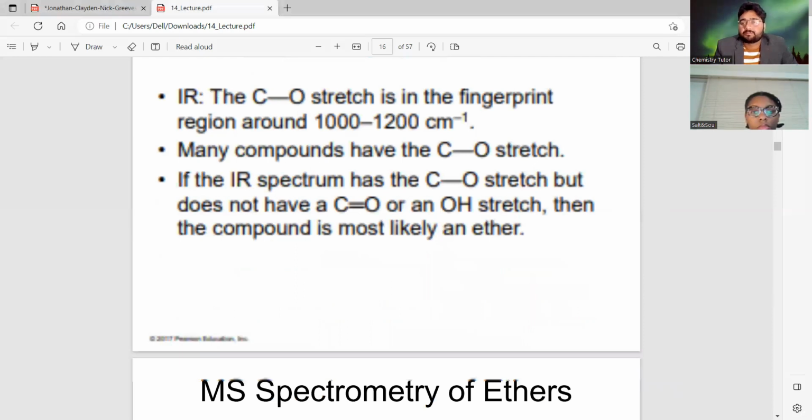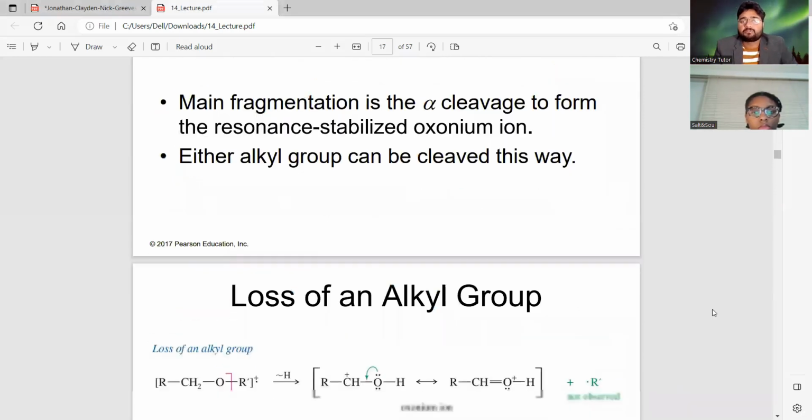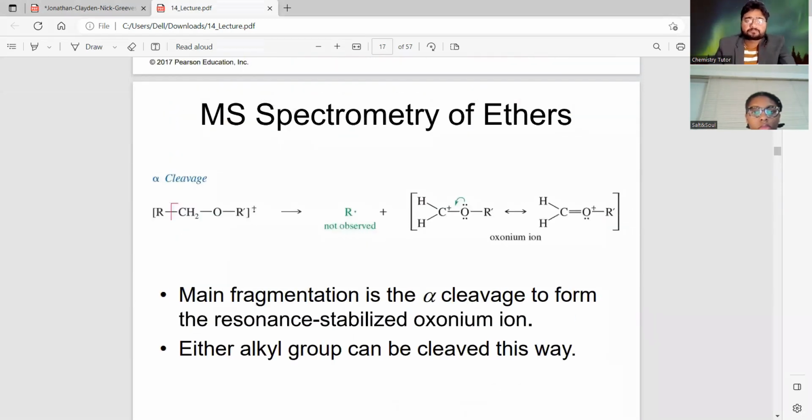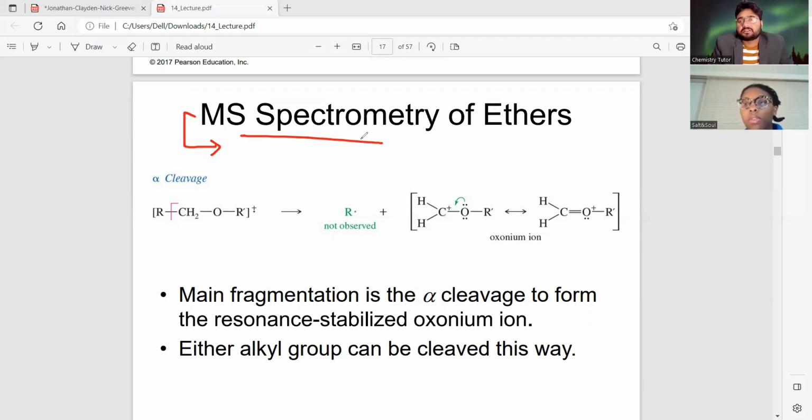Okay, next one is mass spectrometry of ethers. In mass spectrometry, can you tell me what is the importance of mass spectrometry? It can give you the molecular weight of the compound. Molecular weight of the compound, excellent. Any other information other than molecular weight? Common fragmentations. Excellent. Possible fragmentation.